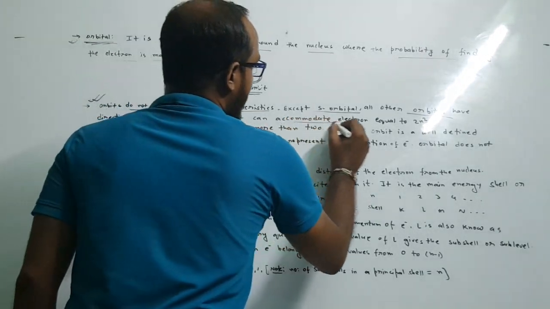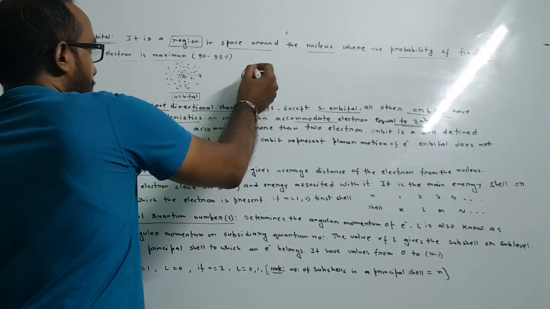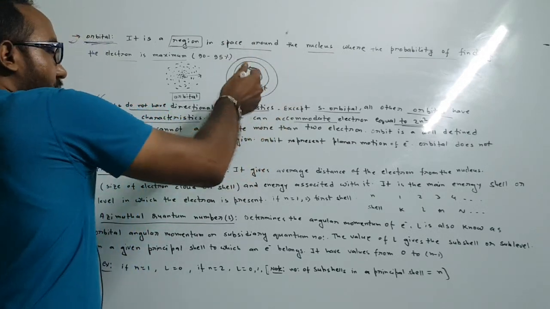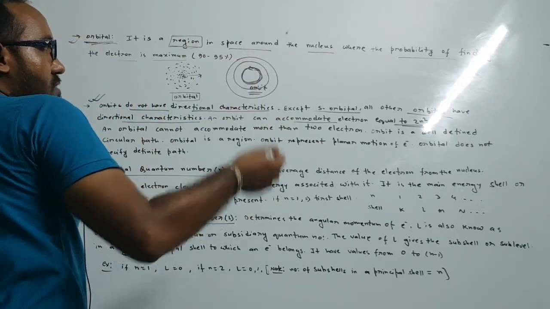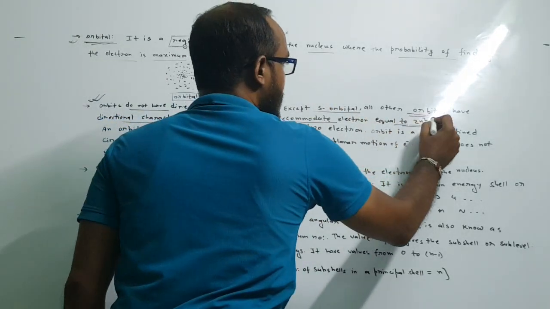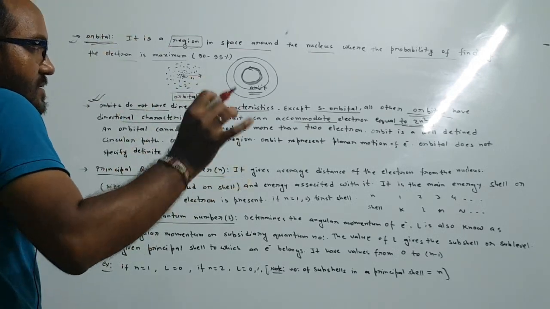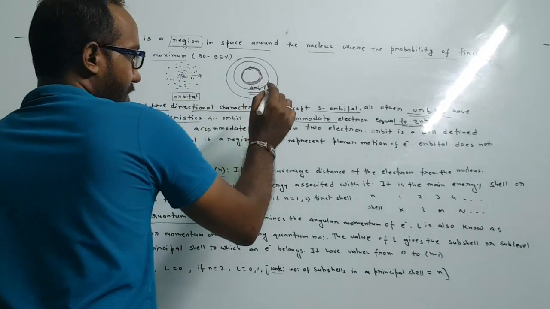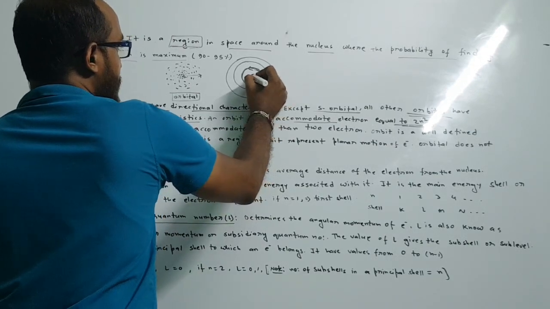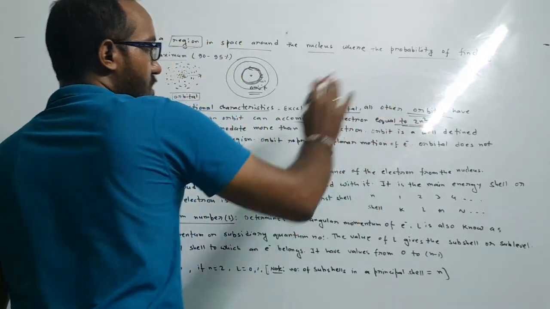An orbit can accommodate electrons equal to 2n square. So in a particular orbit, let us say this orbit or this orbit or this orbit, in any orbit the maximum number of electrons that can be accommodated is 2n square, where n is your principal quantum number. That means if the electron lies in n equals 1, that is in the first orbit, then if we apply this formula, 2 into 1 square, that is 2.